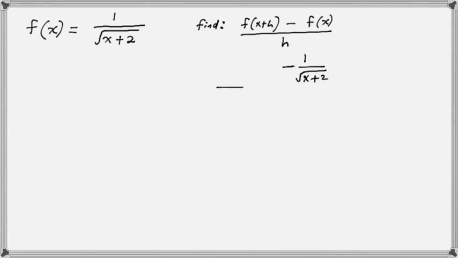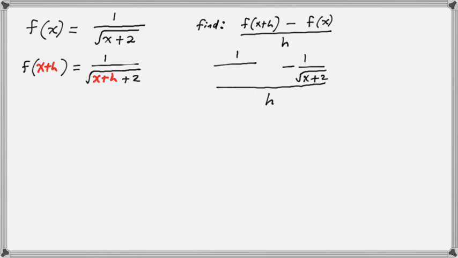And we also know that the whole thing is over h. There is only one thing missing, and that's f of x plus h. To find f of x plus h, you replace the x with x plus h. So now, instead of simply x plus 2, it's going to be 1 over radical x plus h plus 2. So that's what's going to go here.